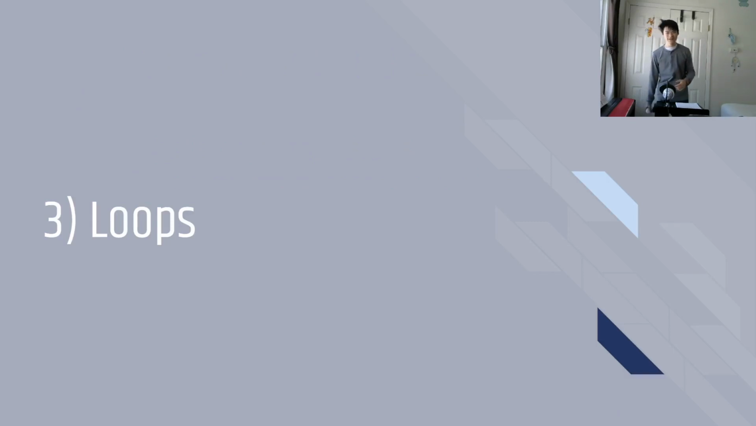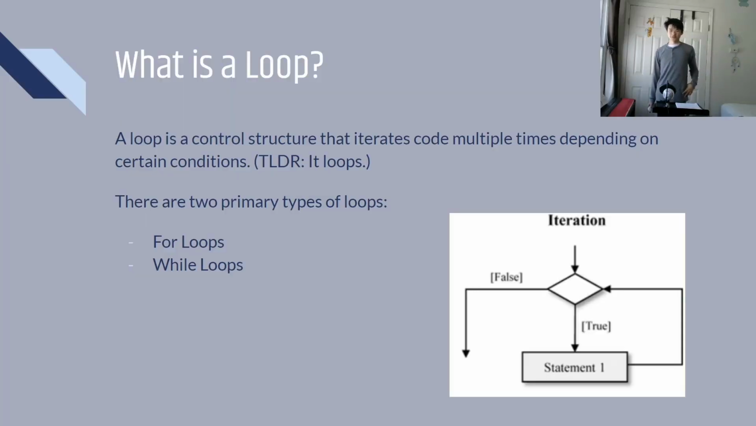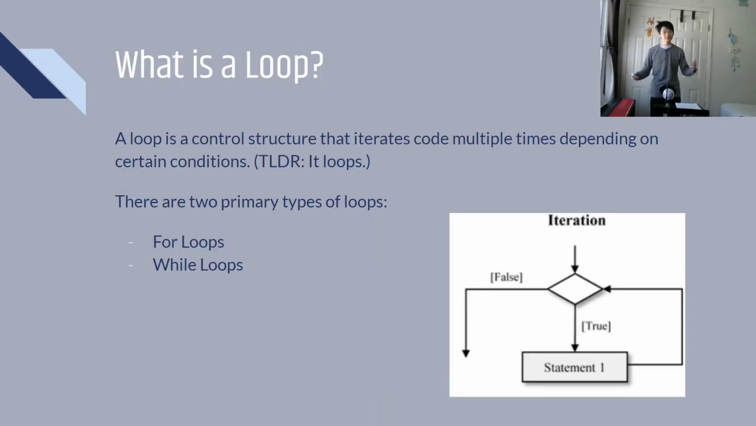Alright, now we're going to be getting into loops. A loop is a control structure that iterates code multiple times depending on certain conditions. What I basically just said there is that it loops code. That's literally it. There are two primary types of loops, for loops and while loops. In the image below, you can actually see the iteration structure. So like while this is true, keep iterating that section of code until the condition is false, and then move to the next branch of code.